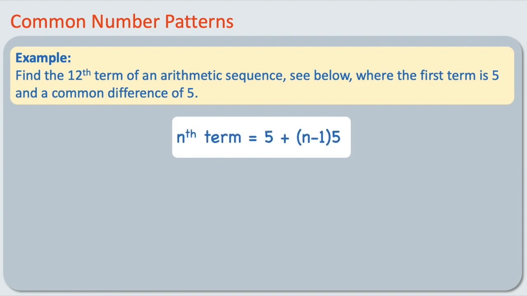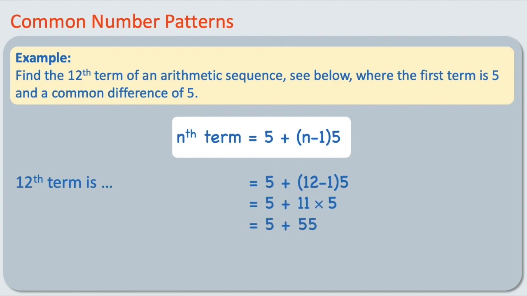And now we can find the 12th term, where n equals 12. Let's put in the value for n, and we get 5 plus (12 take away 1) multiplied by 5. We can simplify this, and the 12th term is 60.